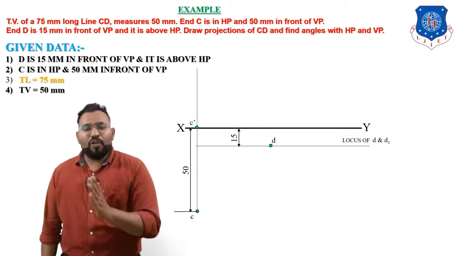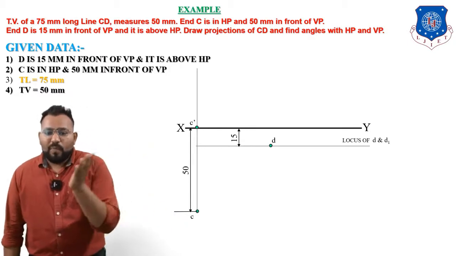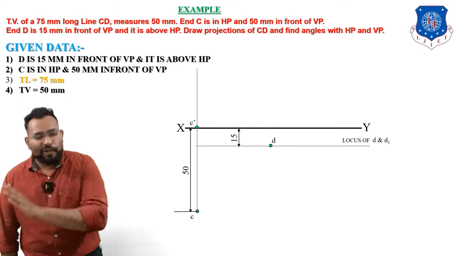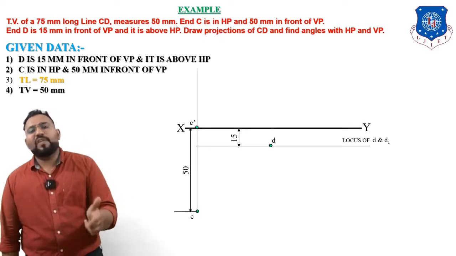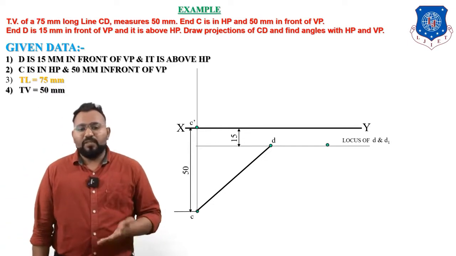Okay, so now you will get to know why I have drawn a locus of D and D1 first, and after that I have marked the position of point D. So now what you will do? You will connect point C and D by a line, and this will be your top view. Okay, so this is the top view.